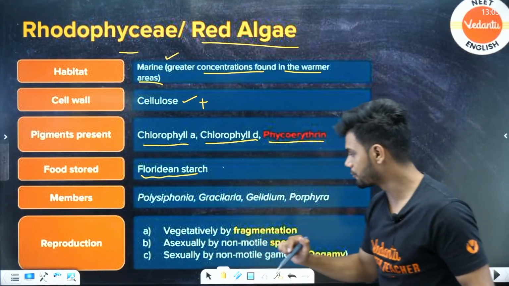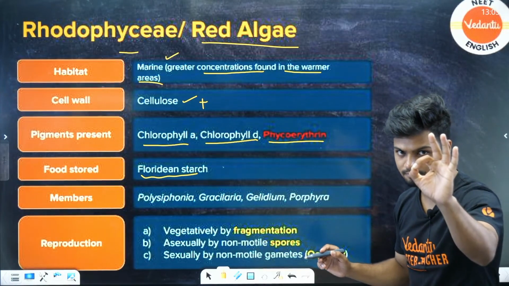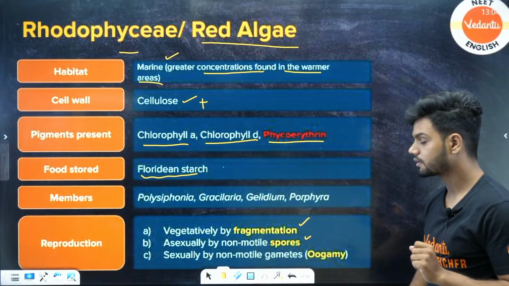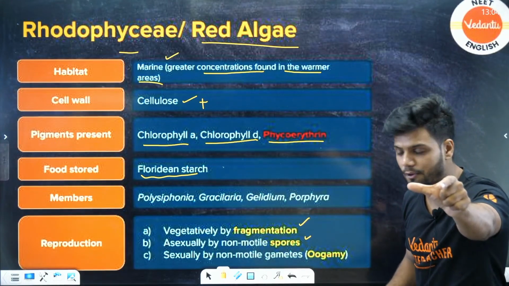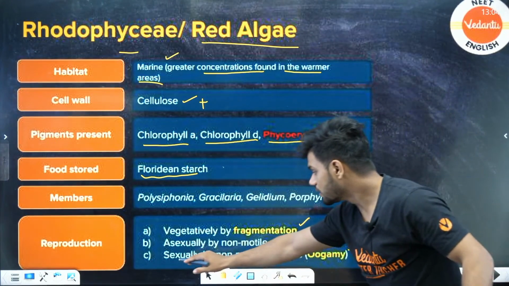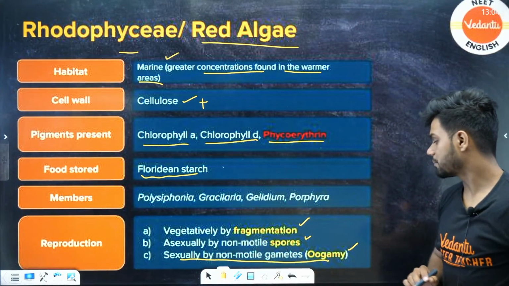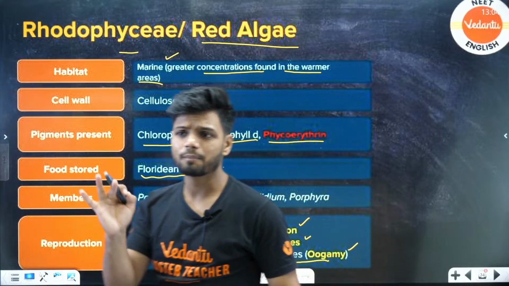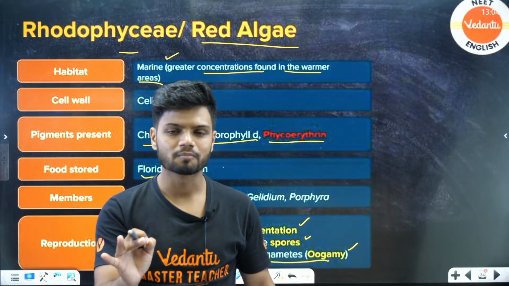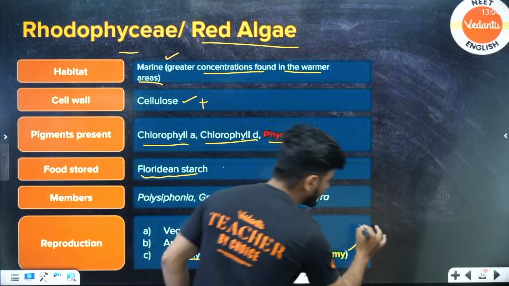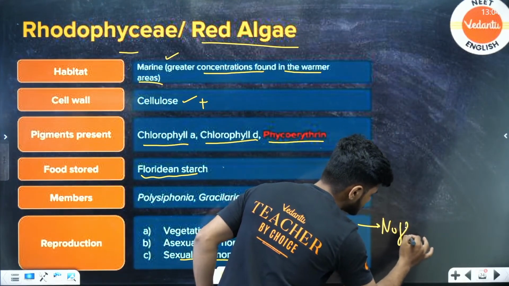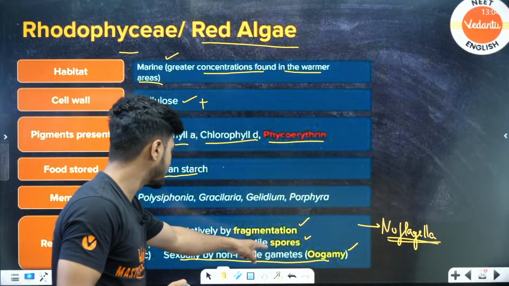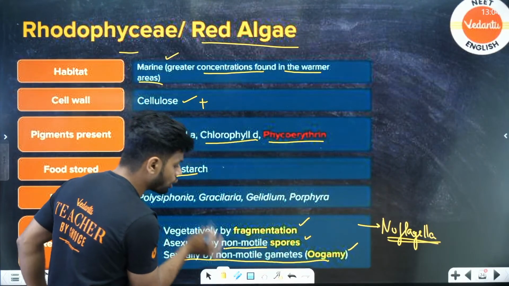Then we have reproduction. Reproduction is very simple here. Listen to me: fragmentation, spore formation. But under sexual reproduction, only oogamy type. Only and only oogamy. Completely non-motile, because remember, your Rhodophyceae will have no flagella. Even the spores produced here are non-motile.